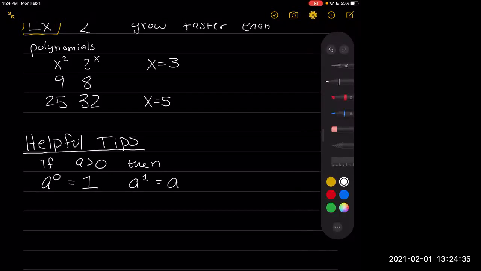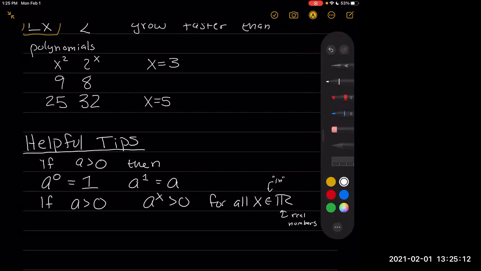So if a is greater than 0, then a to the x is greater than 0 for all x in the real numbers. So this little symbol here is n, and this symbol here is a fancy R for real numbers. It's just a little quicker for me to write this out than write all the words every time.